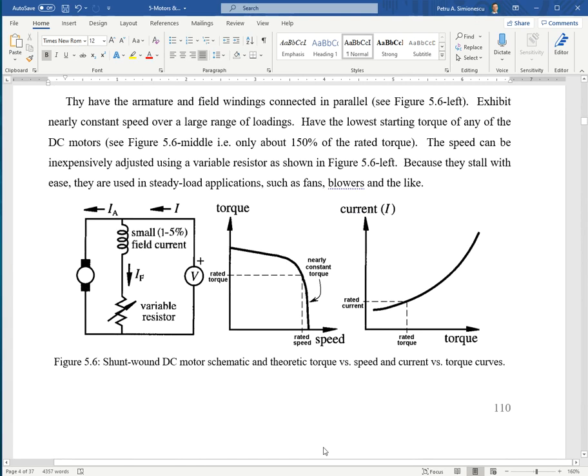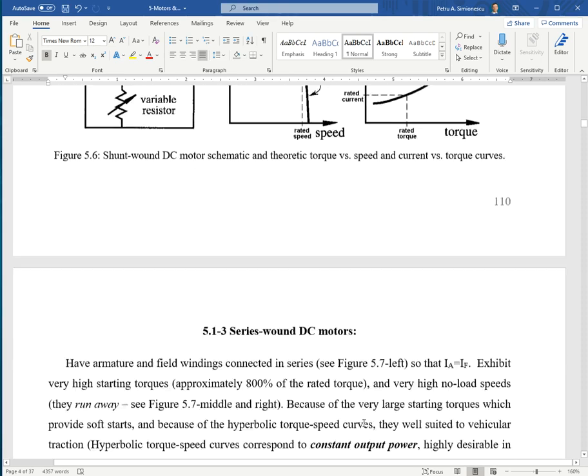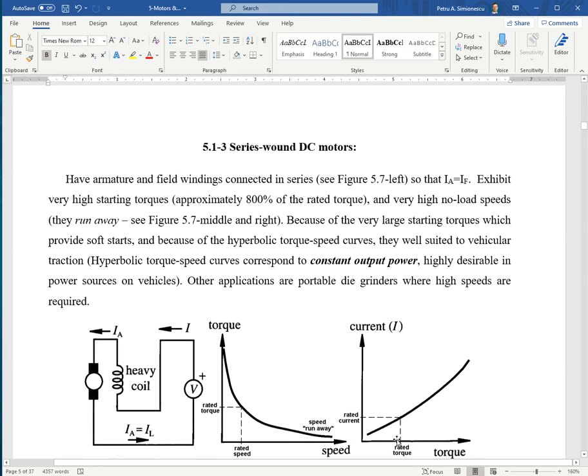As you can see, it's only about 50% stall torque greater than the rated torque, and they are used only for certain applications. Again, the possibility of varying the speed is a desirable feature, but not having a substantial stall torque over the rated torque makes them useful mainly for fans, blowers, and similar applications.